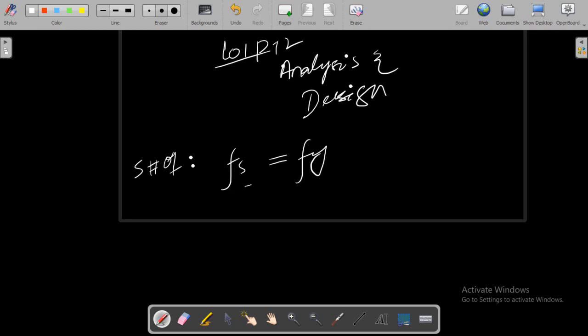We have to prove this assumption in later stages, whether this assumption is right or wrong. We have to prove this. Then the next step is we have to find out the depth of the concrete block.